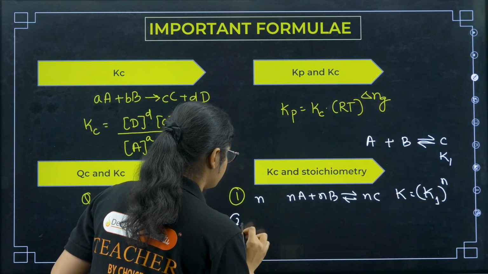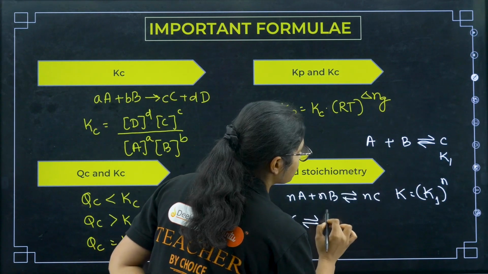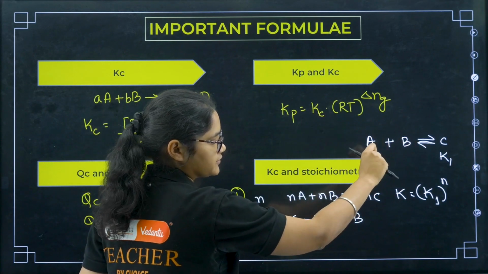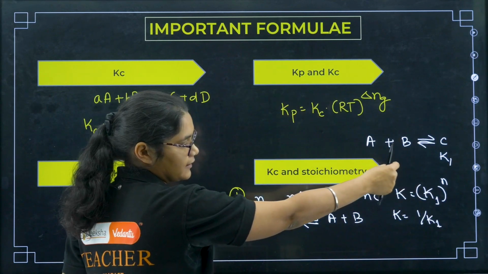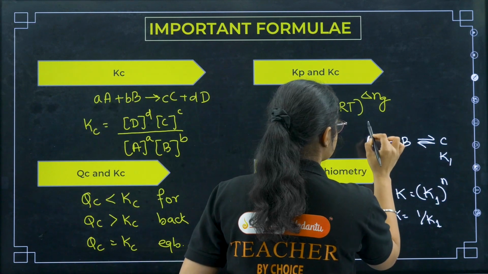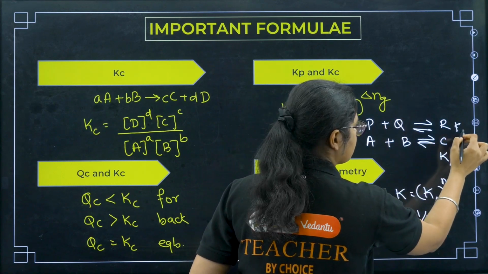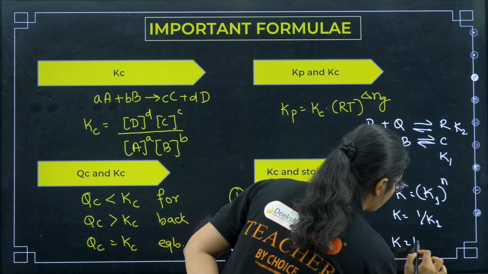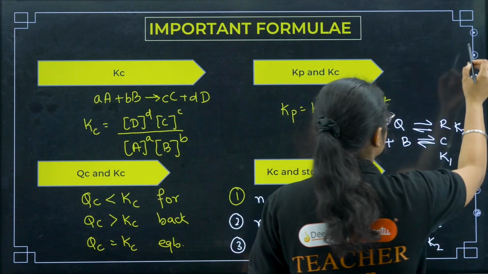Now the second one: if you have reversed this reaction, that is, C gives A + B, okay, what will be the value of K here? 1/K1. The equilibrium constant will become the reciprocal. Now the third one: suppose I have another reaction, P + Q gives R, with constant K2. If I add these two reactions, the K value will be K1 × K2. Okay, so this is how questions can be asked from this particular part.